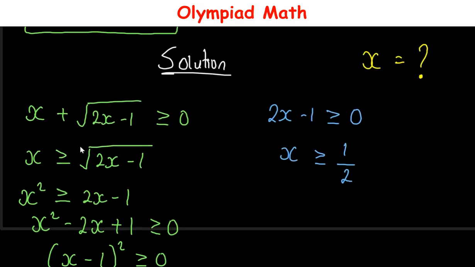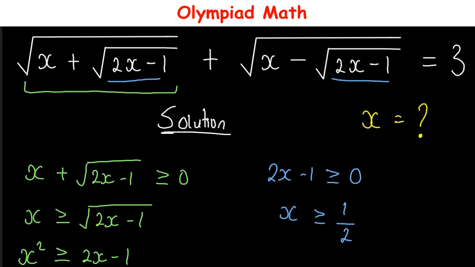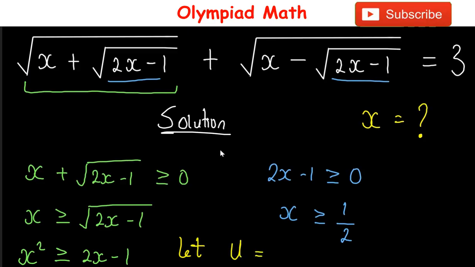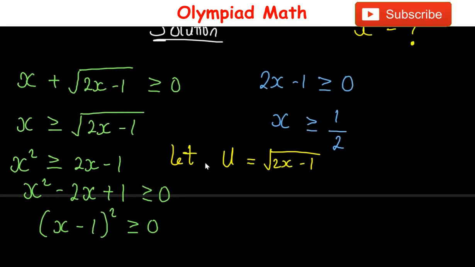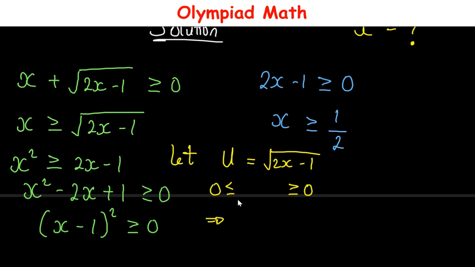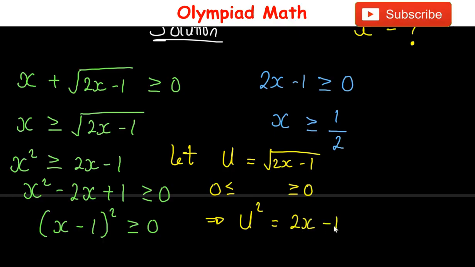Okay, so at this junction, we are also going to say that right here, let u equal the square root of 2x minus 1. So with this, since 2x minus 1 is under the square root sign, this will be greater than or equal to 0, meaning that u will be greater than or equal to 0. So if we then square this equation, u squared is equal to 2x minus 1.